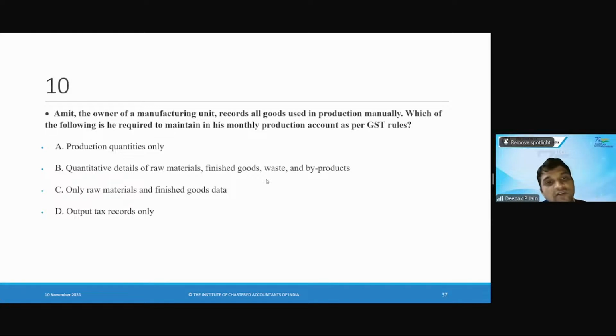Amit, the owner of a manufacturing unit, records all goods used in production manually. Which of the following is he required to maintain in his monthly production account? This was a cakewalk, but yes, you've given a wrong answer. Swati, Arjun, wrong answer. Correct answer is B. Only raw materials and production quantities? No. He has to maintain quantities, all raw materials, finished goods, waste, and byproducts. There was another question, right? Where we said waste also has to be maintained. Yes, answer is B. Okay.